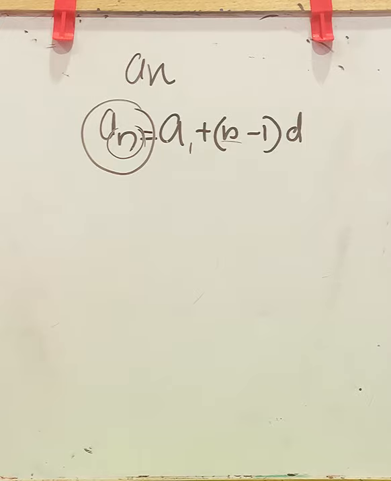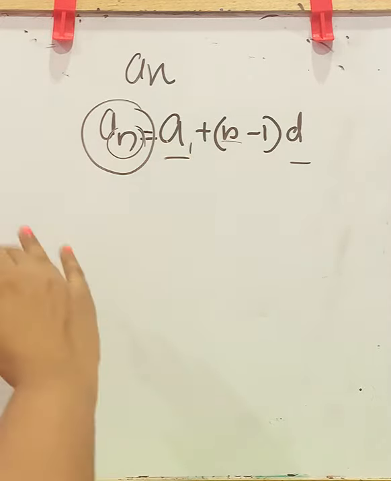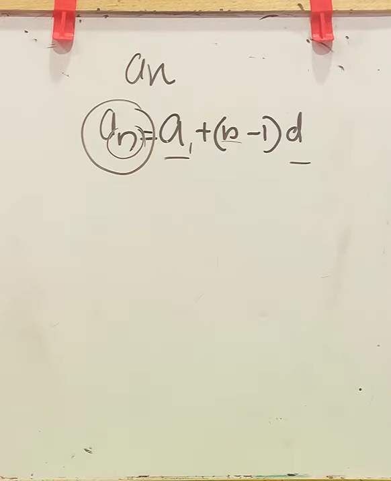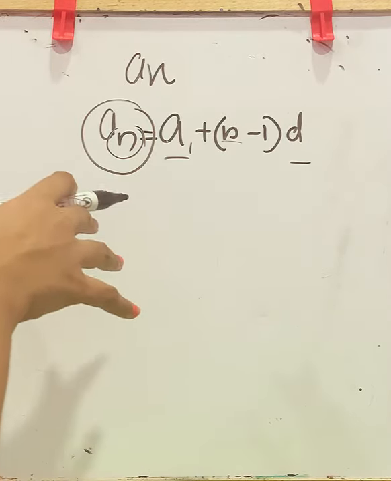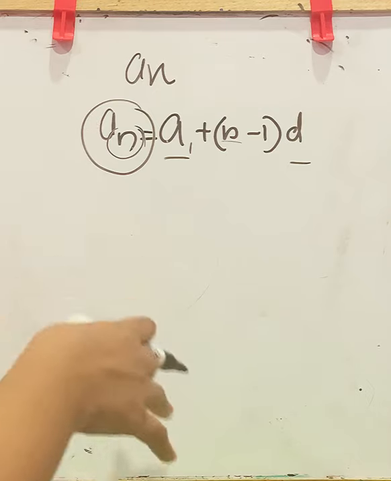Now we have problems based on this, but in them maybe a1 is missing or d is missing. Rearranging this equation, we can find all the missing terms. So we will do problems from exercise 5.2, then it will be more clear for you.